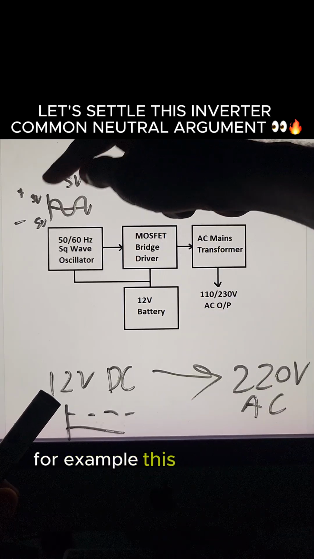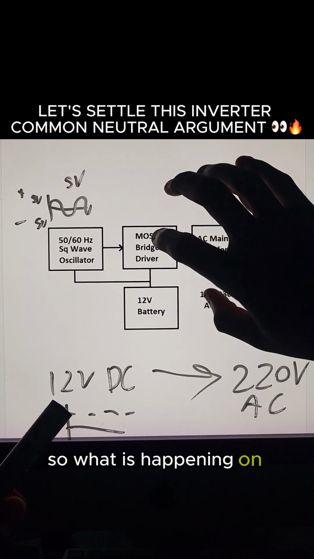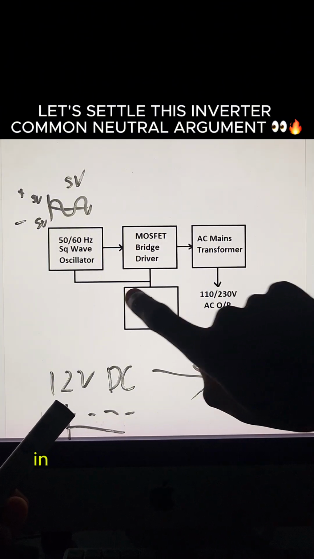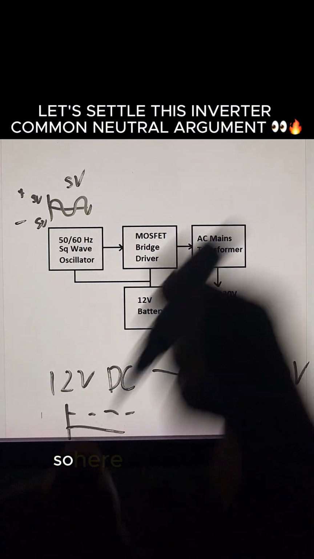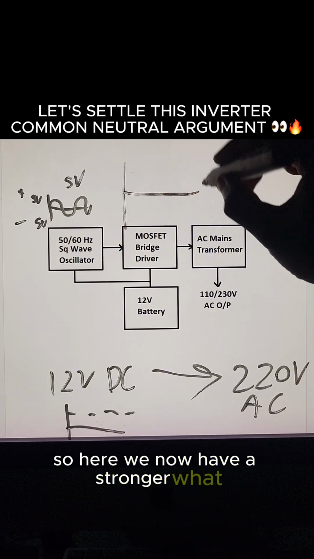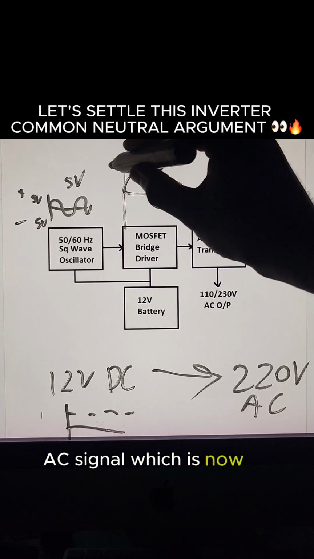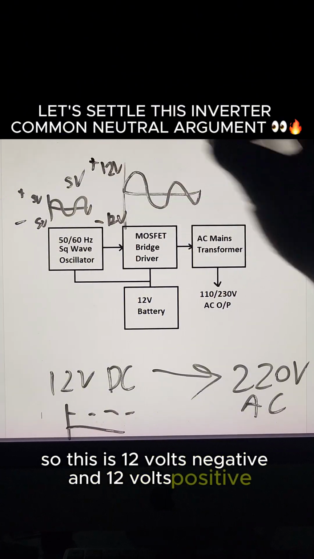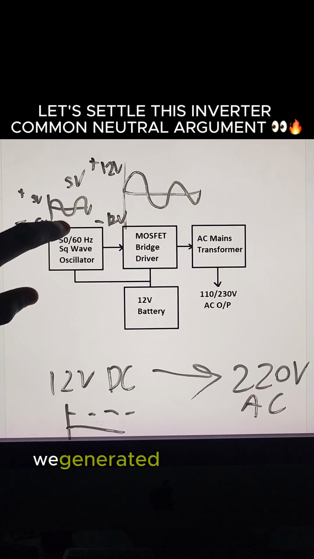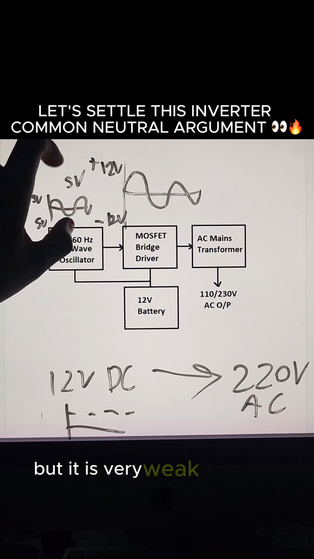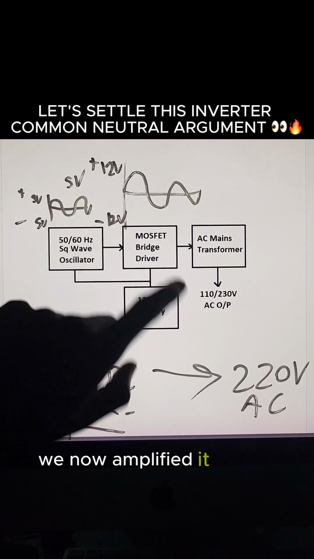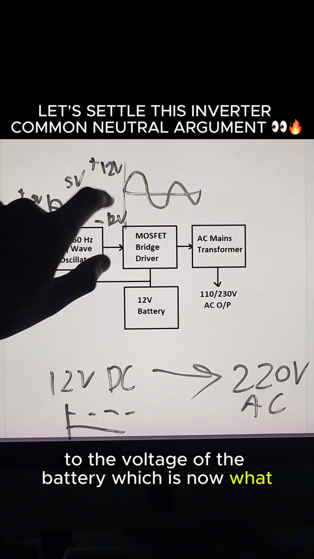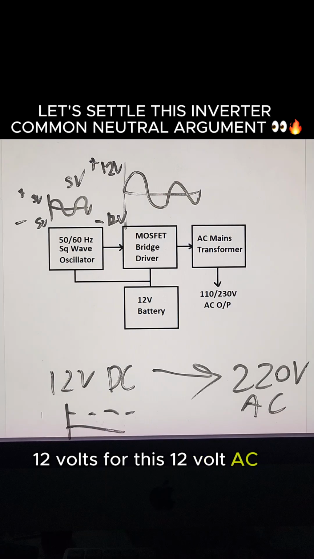For example, this signal here is 5 volts. So what is happening on this driver stage is to amplify this 5 volts to the voltage of the battery. In this case, the battery is 12 volts. So here we will now have a stronger AC signal, which is now 12 volts. So this is 12 volts negative and 12 volts positive. So you see what happened here? We generated the AC signal here, but it is very weak at 5 volts. We then amplified it on the driver stage to the voltage of the battery, which is now 12 volts. But this 12 volts AC is still not enough.